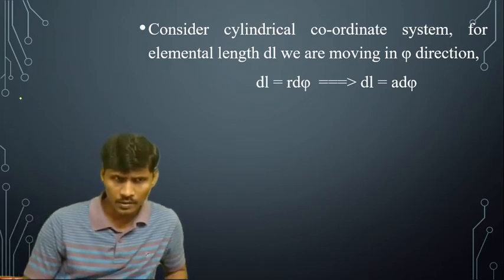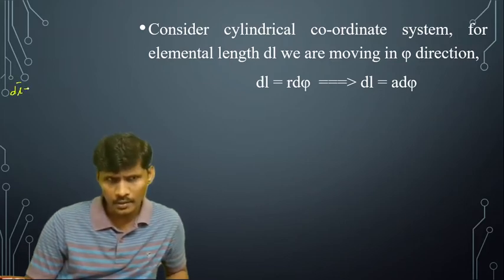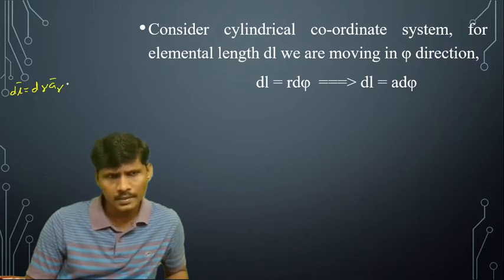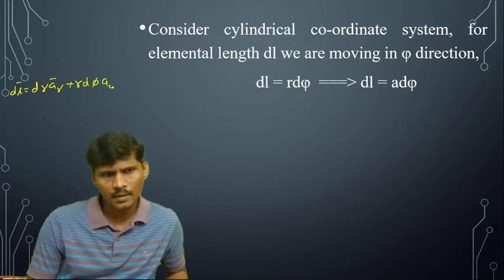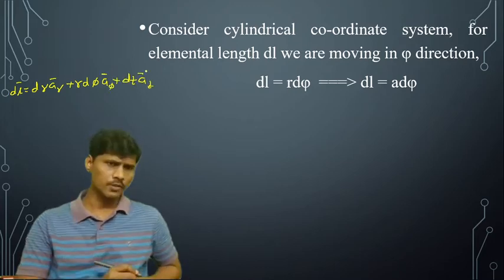In the cylindrical coordinate system, the differential length dl bar is equal to dr into ar bar plus r d phi into a phi bar plus dz into az bar. So this is the equation of differential length in the cylindrical coordinate system.